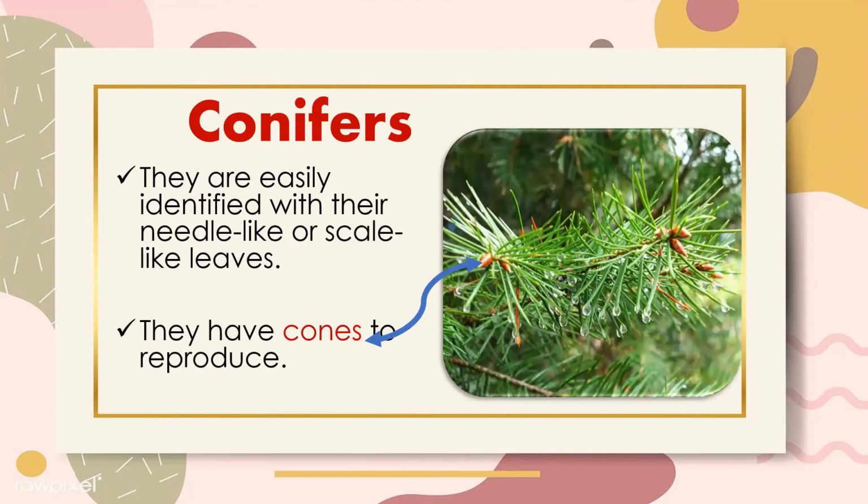So next we have conifers. Again, conifers. So conifers are easily identified by their needle-like or scale-like leaves. Okay, so look at the leaves of conifers. Needle-like or scale-like leaves. So conifers also have cones to reproduce. Okay, so look at the arrow. So this is a cone. Okay, so again, they have cones to reproduce.